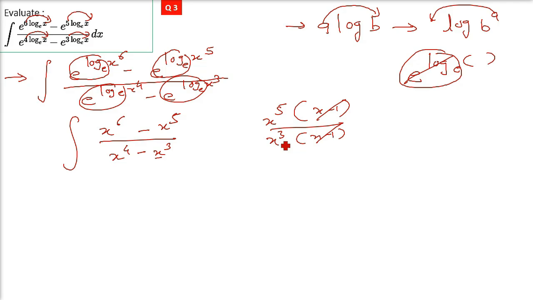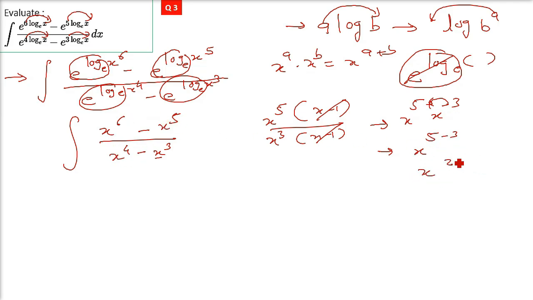This x minus 1 gets cancelled. x raised 5 by x cube is x square, because x cube will go up, it will be x raised minus 3. 5 minus 3 is 2. When you have x raised a, x raised b, that is if the base is same, the exponents get added: x to the power a plus b. So 5 minus 3. Remember, minus or negative always overpowers the positive sign. So 5 plus minus 3 is simply 5 minus 3, which gives you x square.